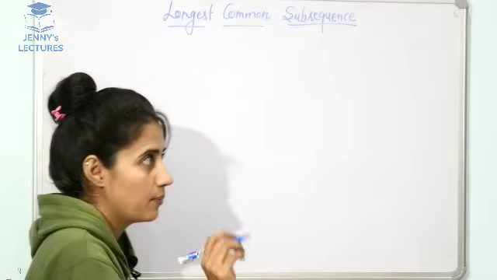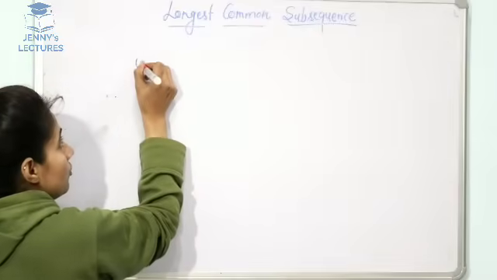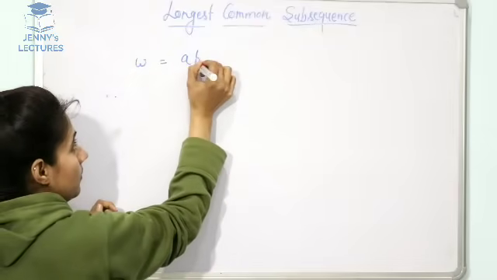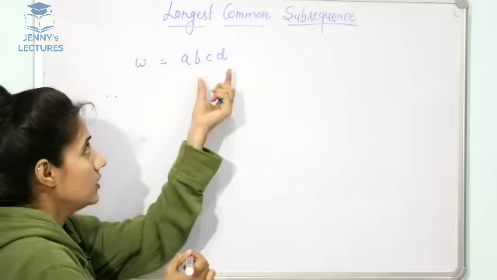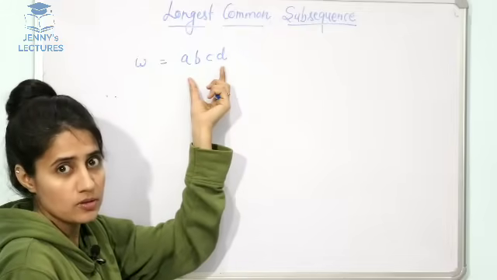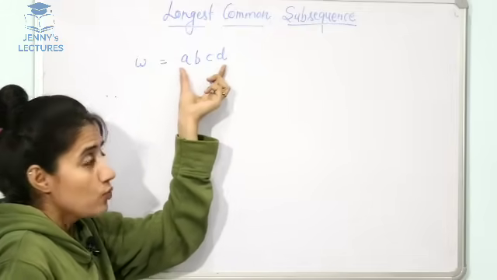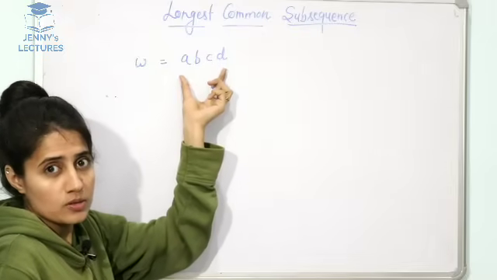See, let us take one simple example. Suppose we are given one string W and it has A, B, C and D. These are the characters in this string. This is one string. Now we are supposed to find the subsequence of this string.